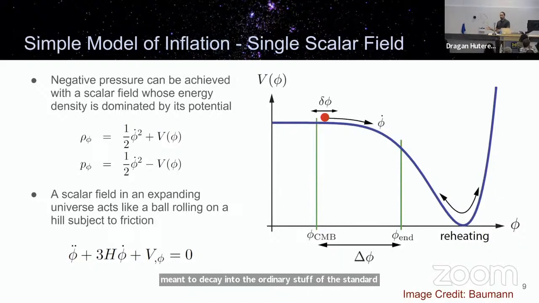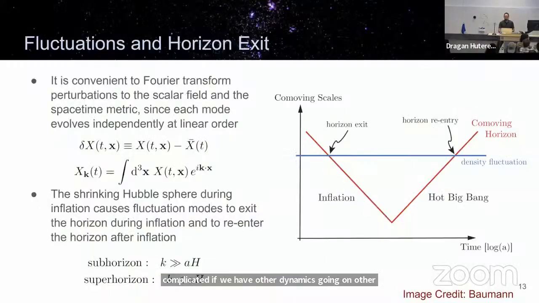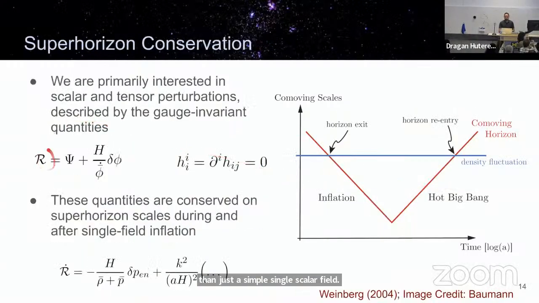It becomes even more complicated if we have other dynamics going on other than just a simple single scalar field. But the advantage of working with these gauge invariant quantities, which are conserved outside the horizon, is that we can be agnostic to all of the details that occur between horizon exit for a given set of modes and horizon entry for that same set of modes.